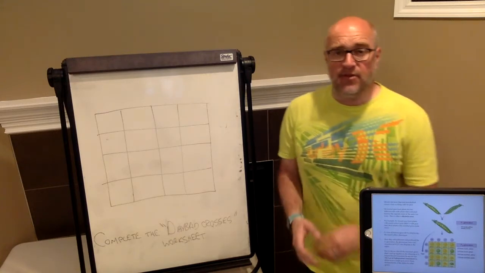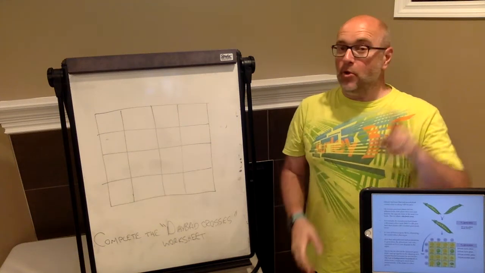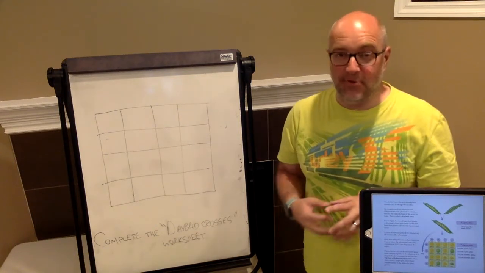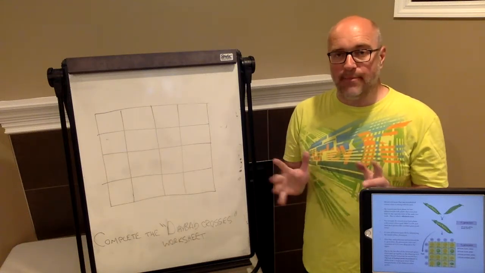Today, I'm going to be discussing actually the shortest notes section in all of Bio30. We're only going to cover one page in the notes today. That's it. We're going to be discussing what are called dihybrid crosses.